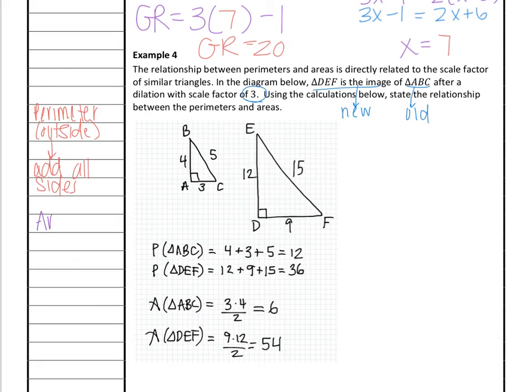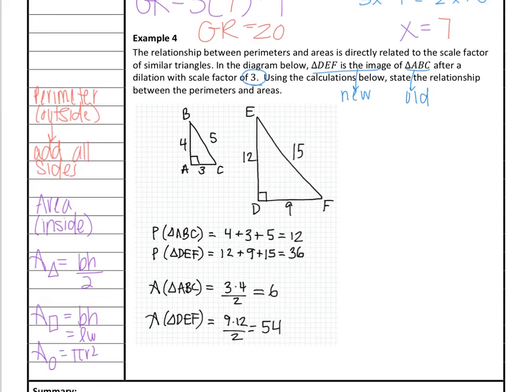Whereas area is the inside of a figure. The space that's taken up on the inside. And so we have different areas. Area of a triangle is equal to base times height divided by 2. Area of a rectangle is just base times height, or length times width is another way you might know it. Area of a circle is pi r squared. That's the basics that you need to know. But today we're taking a look at triangles because we're in the triangle similarity unit.